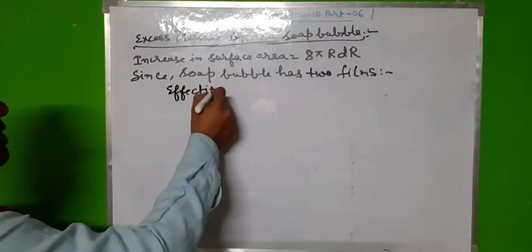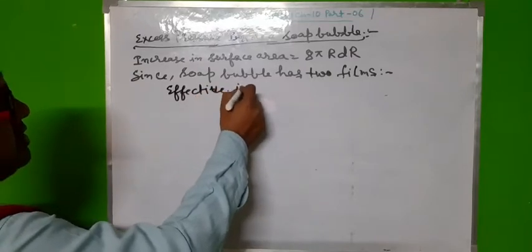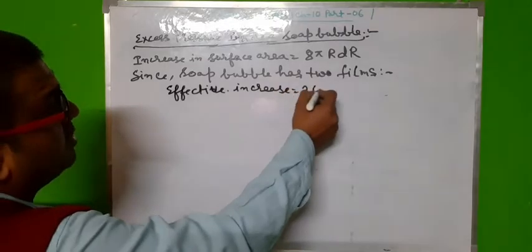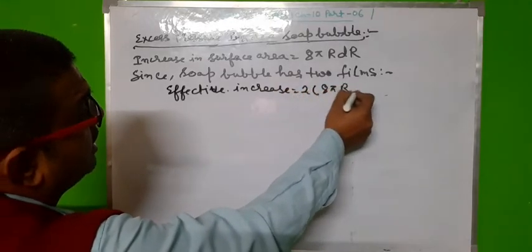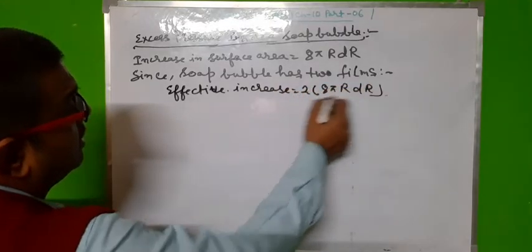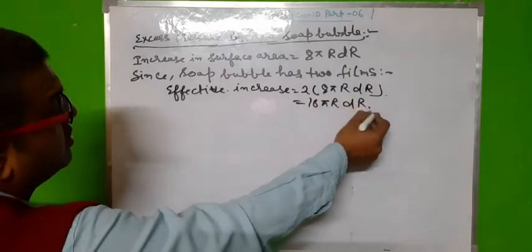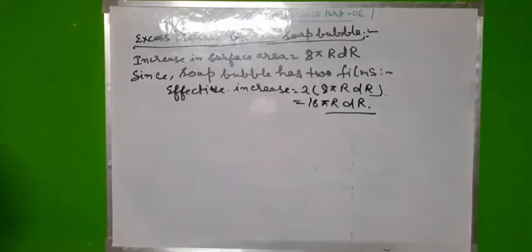Effective increase is equal to 2 into 8 pi r dr, and it is equal to 16 pi r dr. So effective increase in the surface area of the soap bubble is 16 pi r dr.